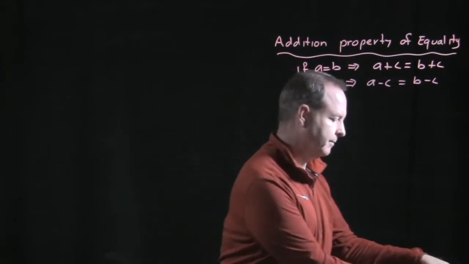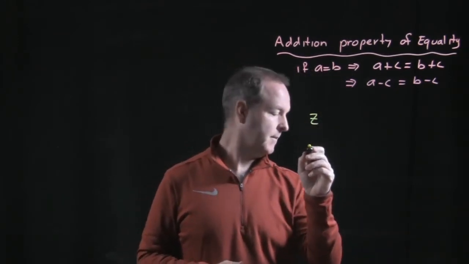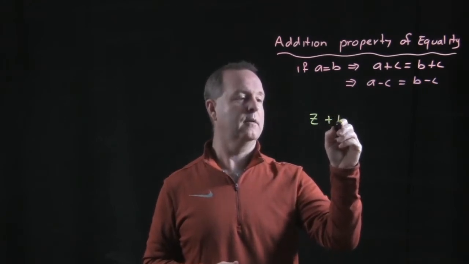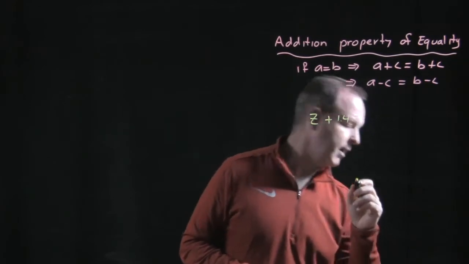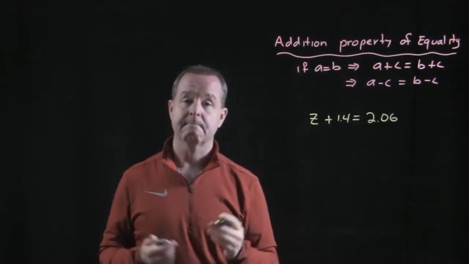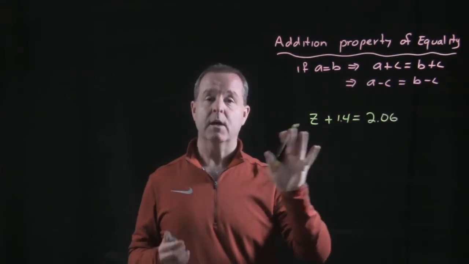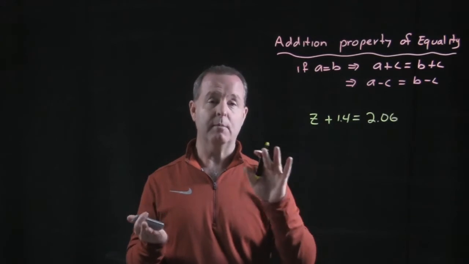So for example, let's say I have Z plus 1.4 equals 2.06. In this particular case, our first task is to isolate the variable, to get the variable by itself.